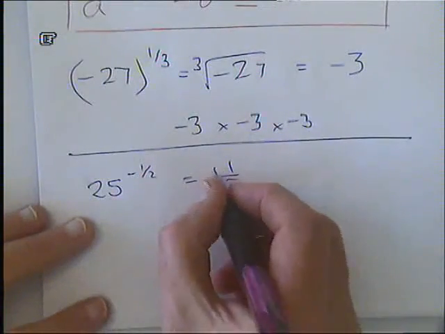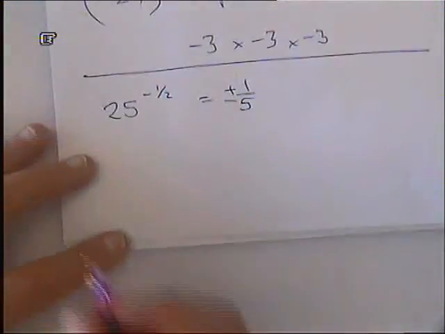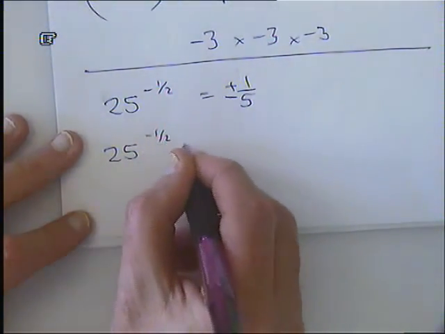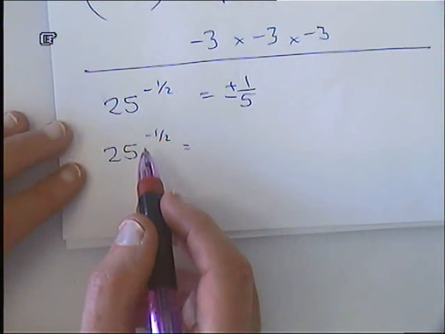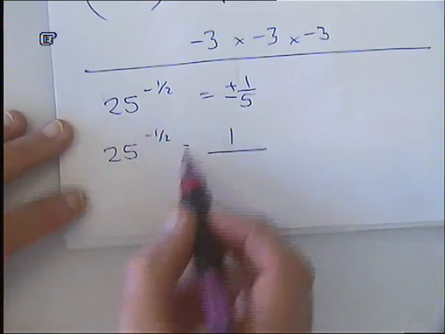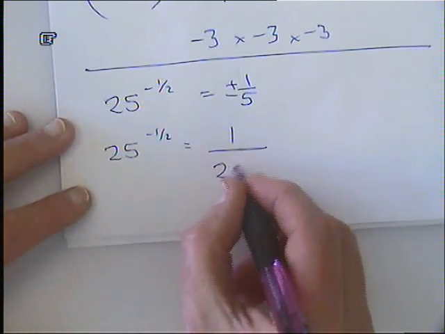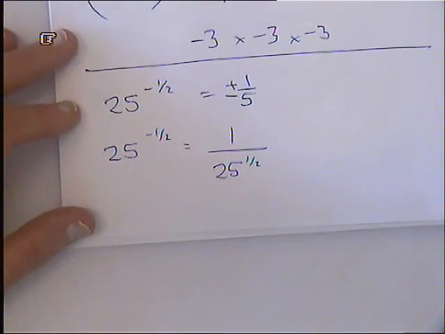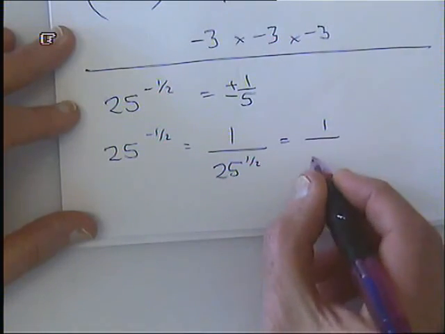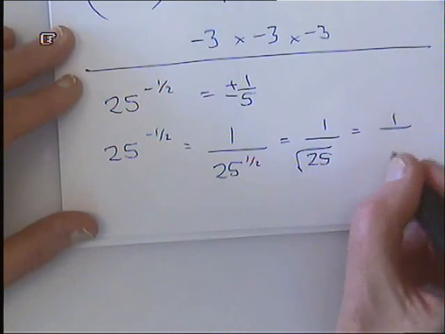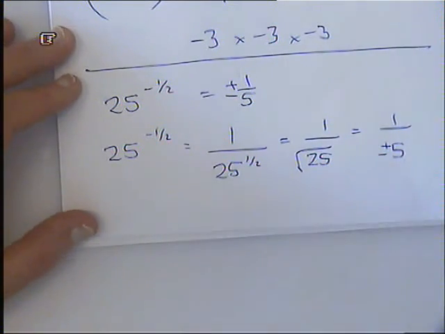So, let's work out why that is the answer. If you were doing this, if you want to put all the stages down, what I would do first of all is just deal with the minus sign. The minus sign means 1 over. And then just rewrite that without the minus sign in it. So, 25 to the minus a half means 1 over 25 to the power of a half. 25 to the power of a half means the square root of 25. The square root of 25 is plus or minus 5.